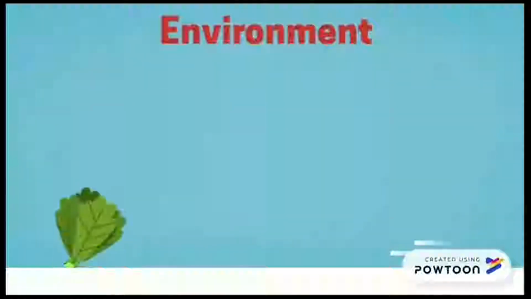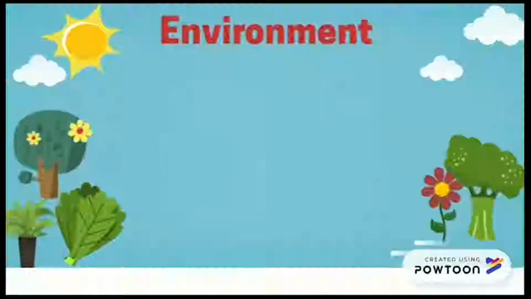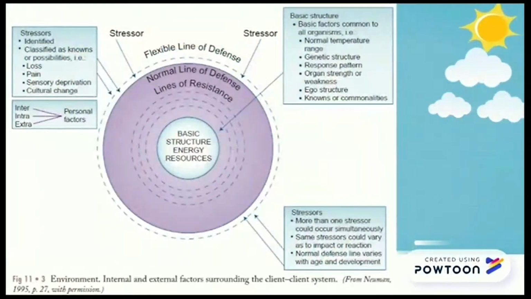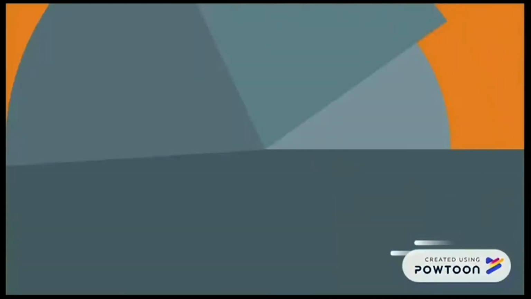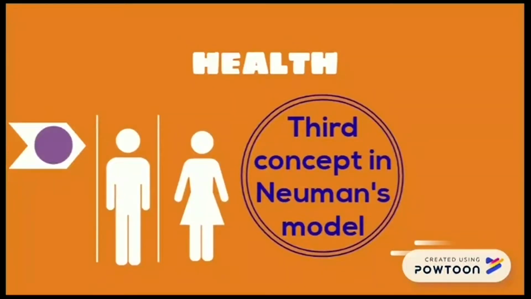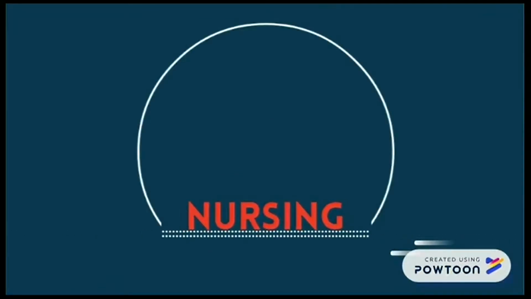The internal environment exists within the client system. All forces and interactive influences that are solely within the boundaries of the client system make up this environment. The external environment exists outside the client system. And the created environment is made up of intrapersonal, interpersonal, and extrapersonal factors. In regards to health, stability of the system is important. Wellness model. Stability is associated with total system needs being met. In nursing, nursing concerns the whole person.